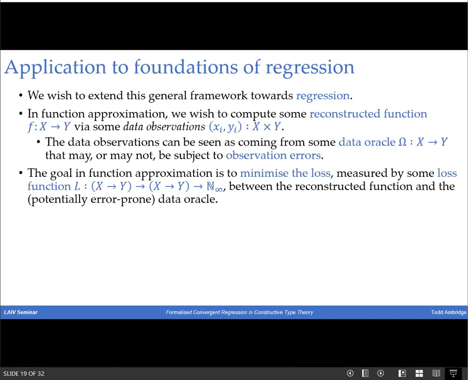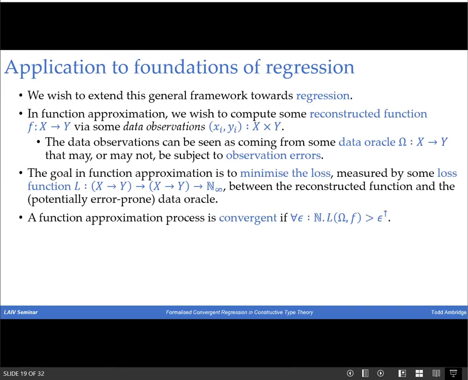And the goal in function approximation is we have some loss function, for which we're going to use the extended naturals as our measurement type. So we compare two functions. And what we're trying to do is minimize the loss, although in our case, it's actually maximizing the closeness between the reconstructed function and this unknown oracle. That's essentially what you're trying to do, which may just be a reconstruction from these data observations, of course, like a least squares sort of observation.